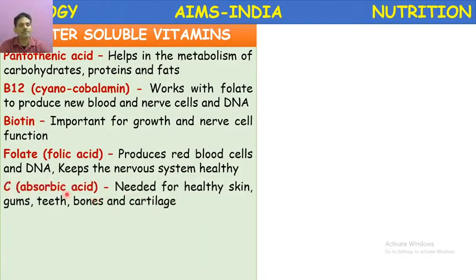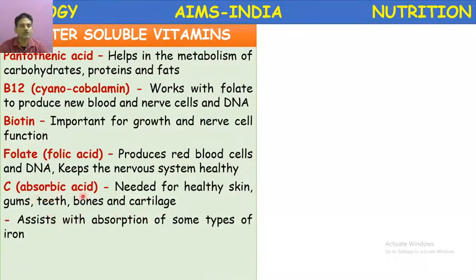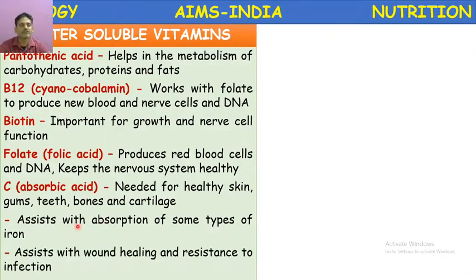Next, ascorbic acid. The last water soluble vitamin, ascorbic acid or vitamin C. It is needed for healthy skin, healthy gums, teeth, bones and cartilage. The main function of ascorbic acid is that it assists with the absorption of some types of iron. Metabolism of iron depends upon the availability of ascorbic acid. As we know, iron is required for the formation of blood or hemoglobin. And it also assists with wound healing and resistance to infection.